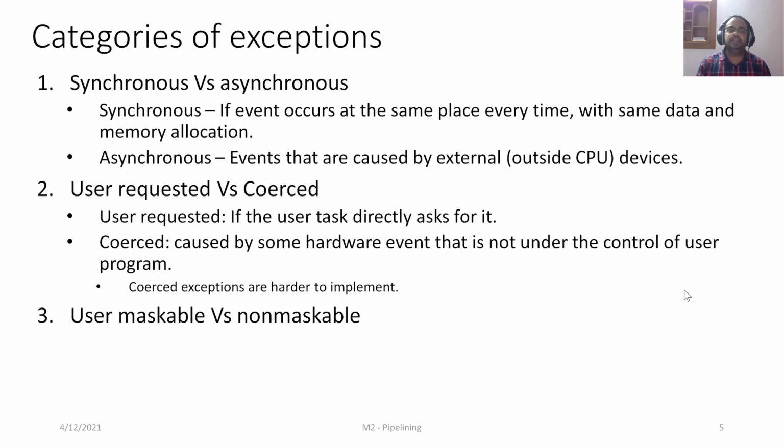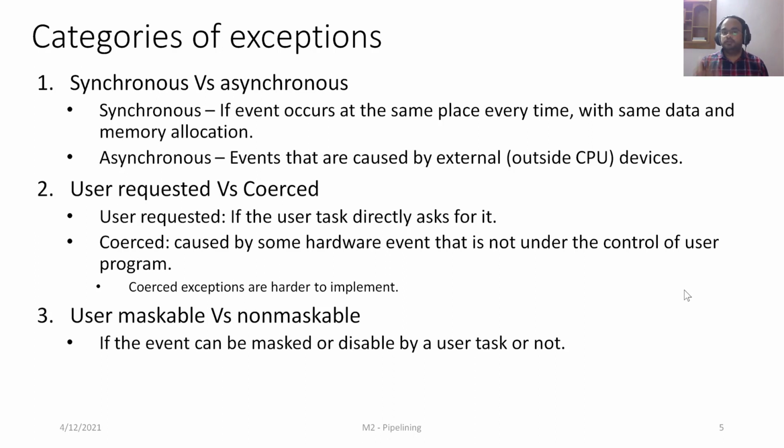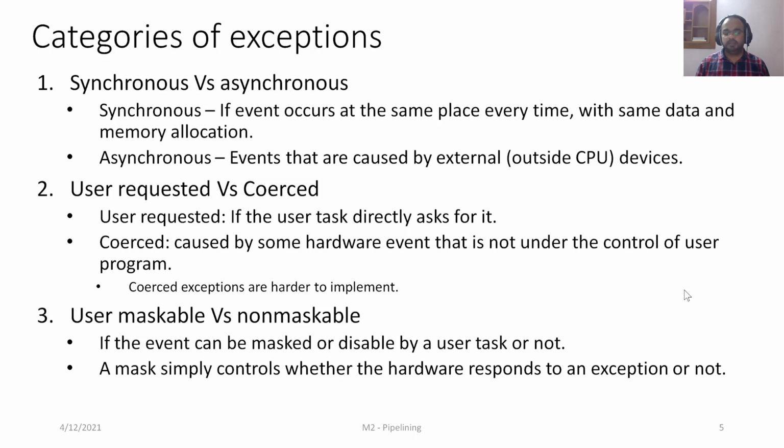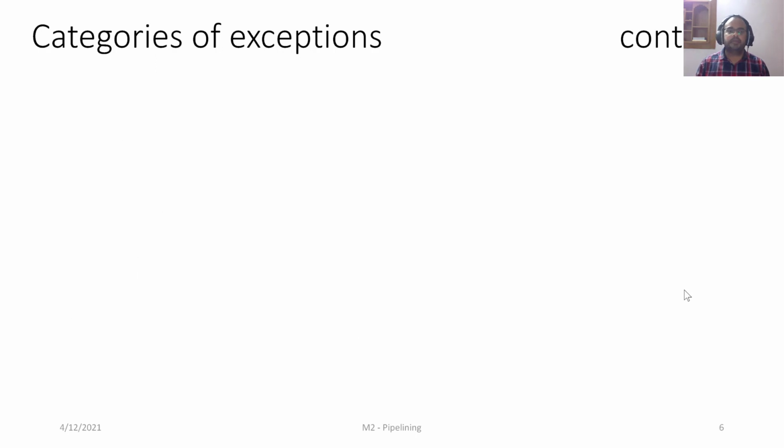The third category is user maskable and user non-maskable exceptions. If the user program can enable or disable the exception, then it's called a user maskable exception. If the user program does not or cannot do that, then it's called non-maskable. As we look at some of the examples, you would get more clarity.